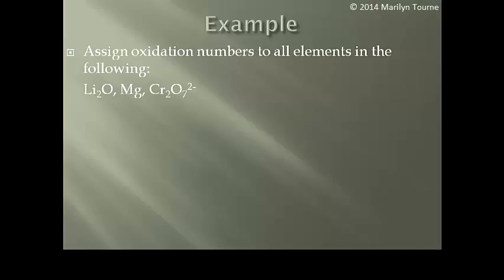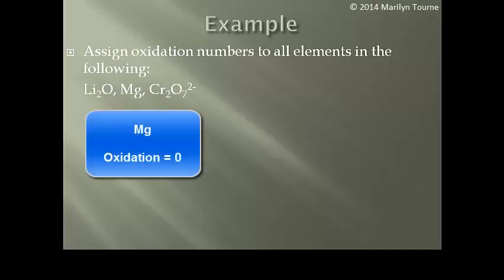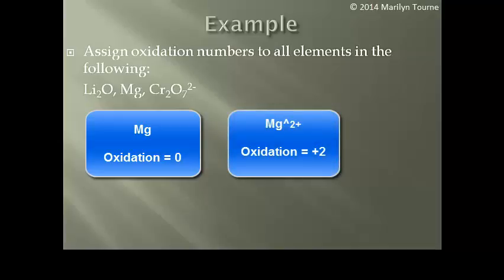All right, so how about the second one, magnesium? Well, that is one of the rules. If you have an uncombined element, then the oxidation number will always be 0. If, for example, it said magnesium 2+, then the oxidation number of magnesium 2+ would be the charge that it has, 2+. But here, there's no charge on it, so it's uncombined, it's by itself, which means it's 0.